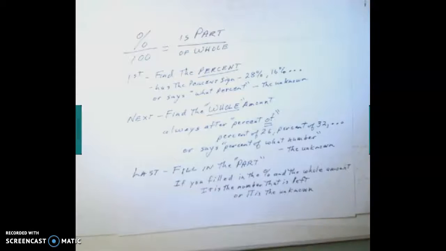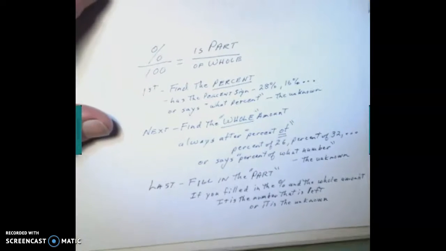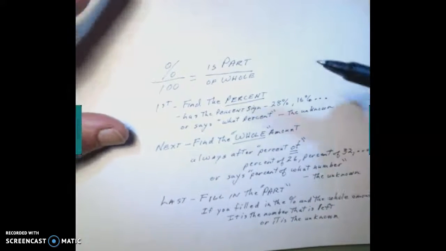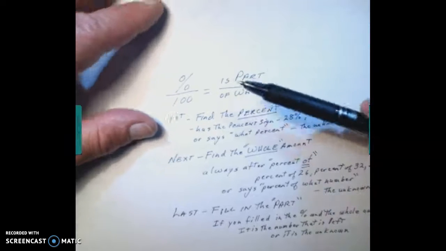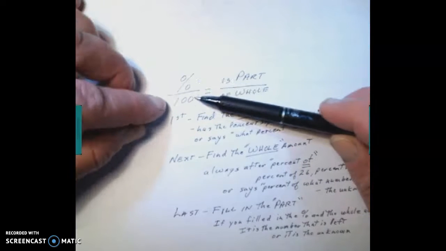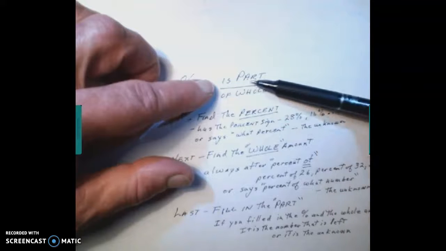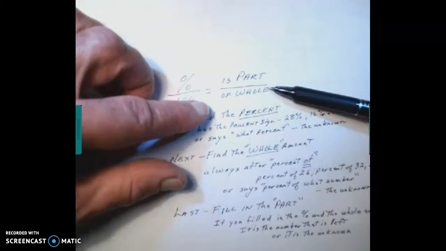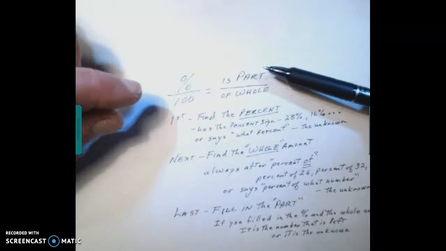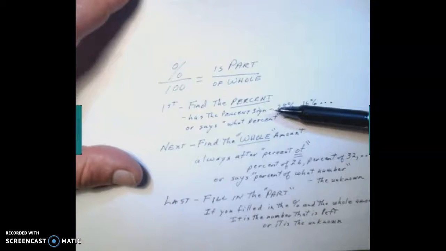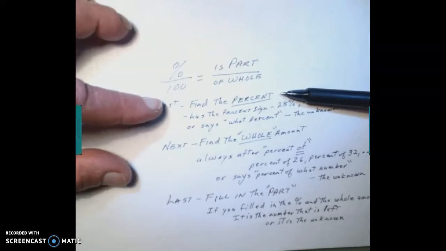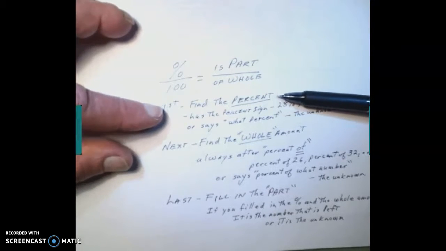Okay, Unit 6 Test Study Guide, question number 5. Before I start this, I want to remind you about the percent proportion. The percent proportion is that we'll put the percent over the 100 and the part over the whole, and I'll mention it as part of whole. When you fill this in, first find the percent. Why? Because it's really easy to find.